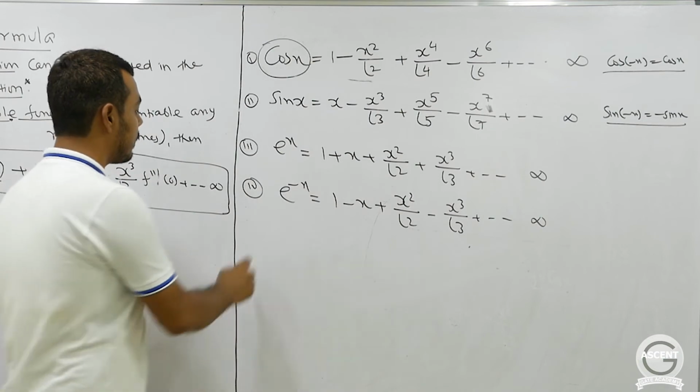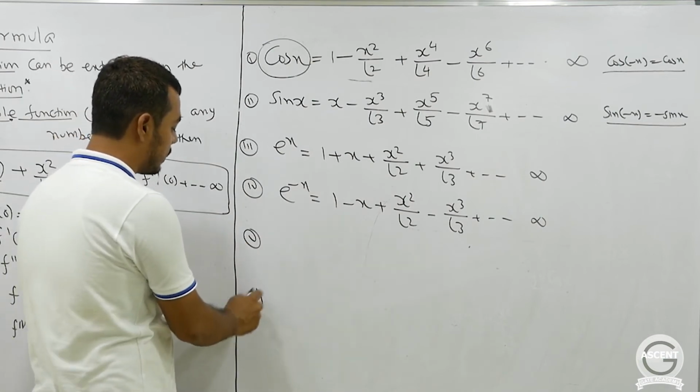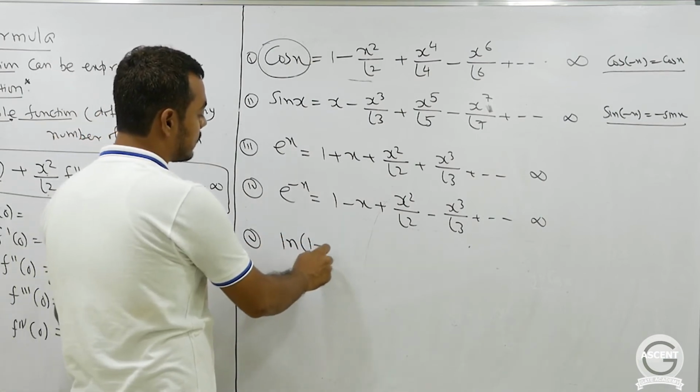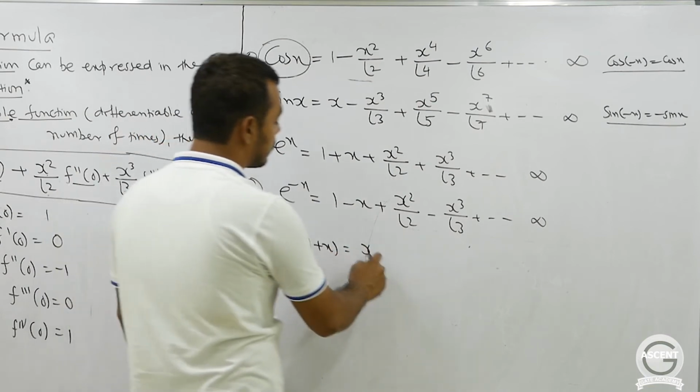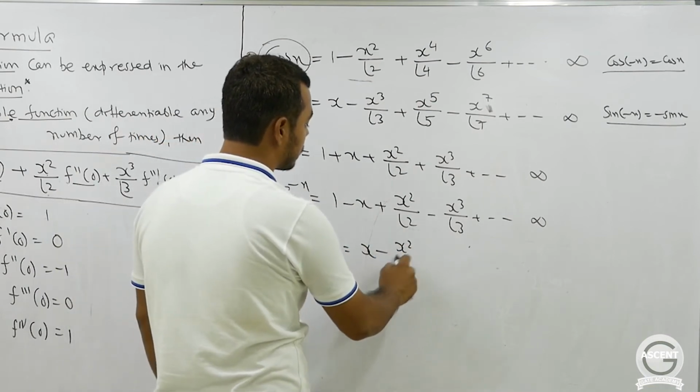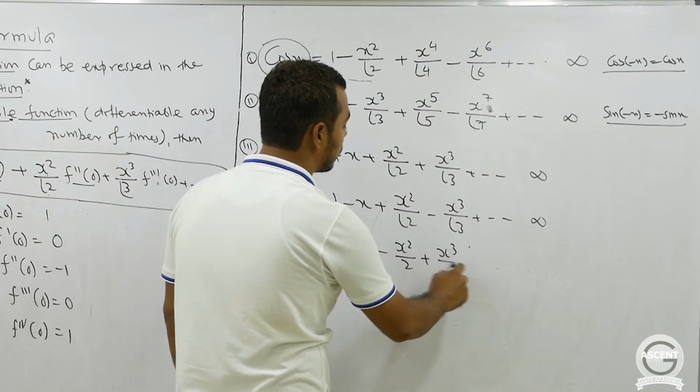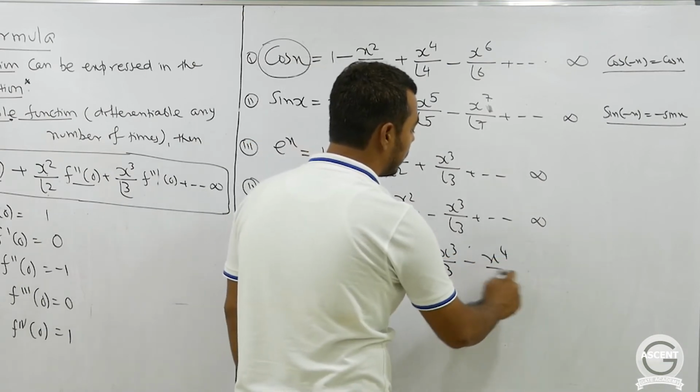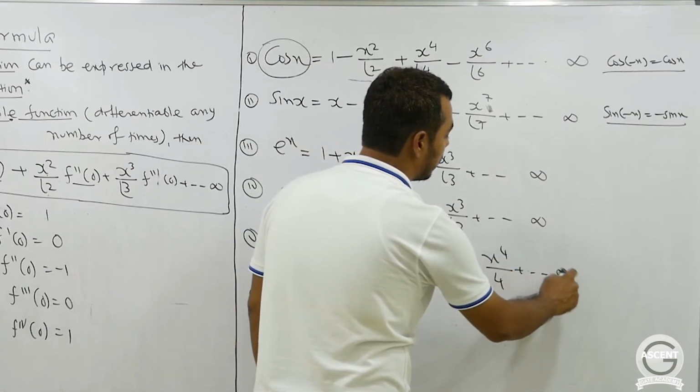Then the last two formulas that we need to know. The first is the expansion of log 1 plus x. This is x minus x square by 2 plus x cube by 3 minus x to the power 4 by 4 up to infinity.